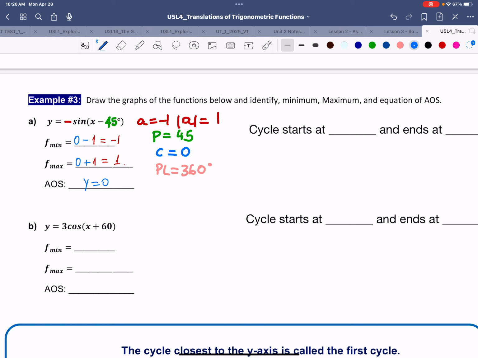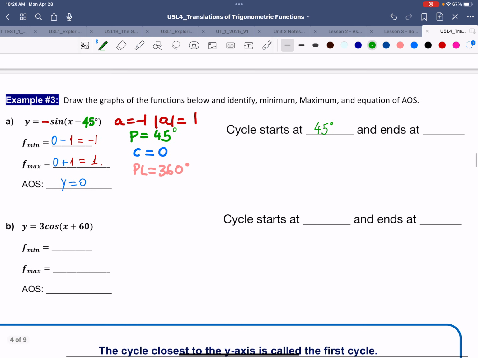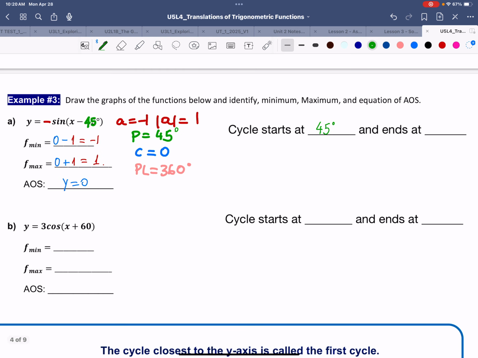When it comes to the starting and the ending point of the cycle, then we're going to say that this cycle will start at 45 degrees, because of the horizontal translation of 45 to the right. We can consider that as the closest point to the y-axis where the cycle starts, and it will end from P.